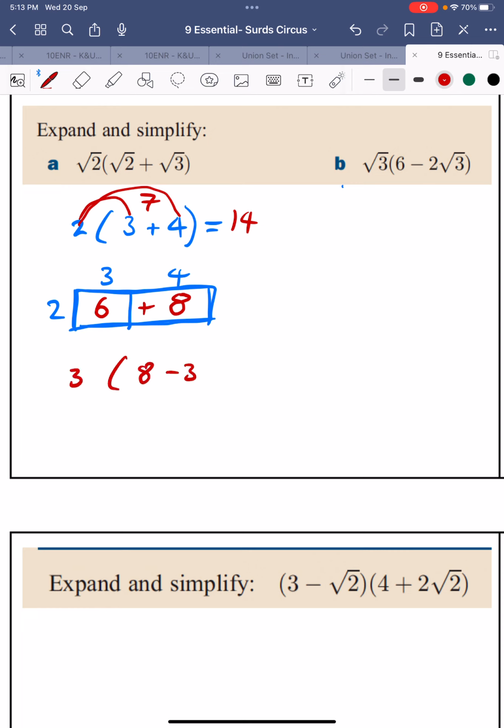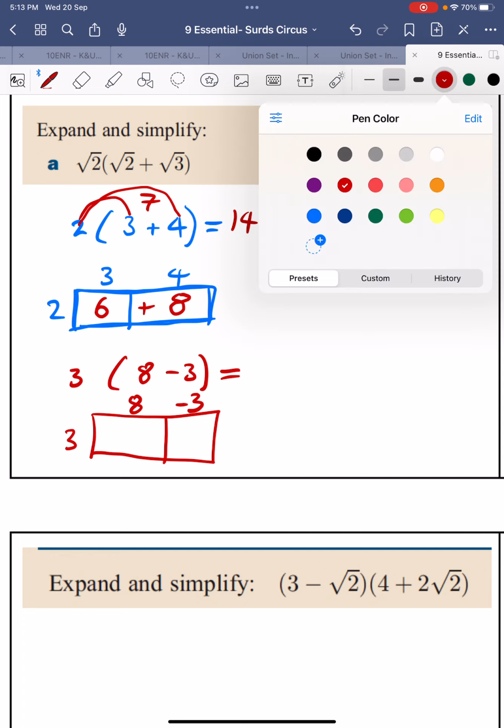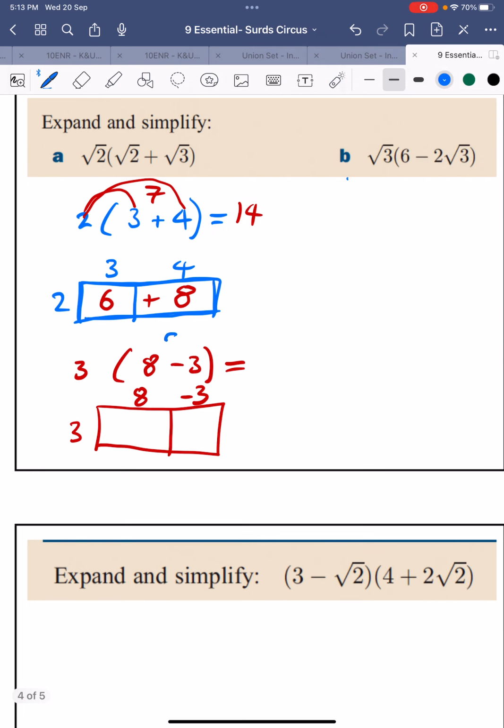I mean, the visual isn't brilliant, and there's ways of improving on the visual, but if we just take a grid system like this, and here's 8, and here's minus 3, and of course we know that this answer is 3 times 5, so we know that's 15. But the grid method, 3 times 8 is 24, 3 times negative 3 is negative 9, and 24 subtract 9 is 15. We get that by 3 times 8, then 3 times negative 3, and here are answers. So the grid method works even with negatives in there.